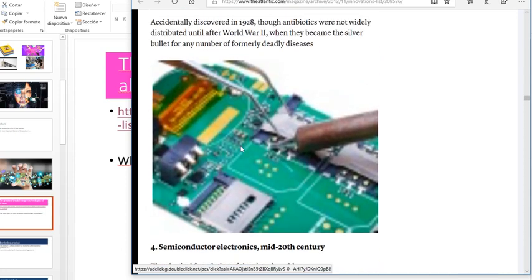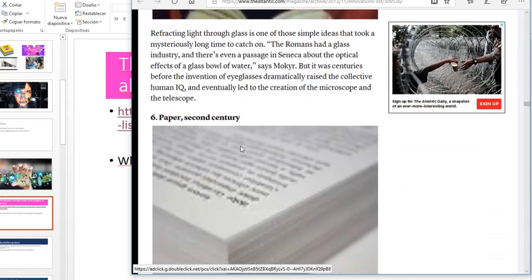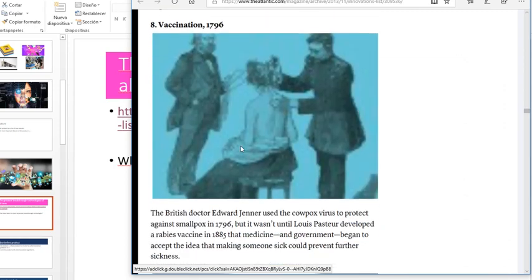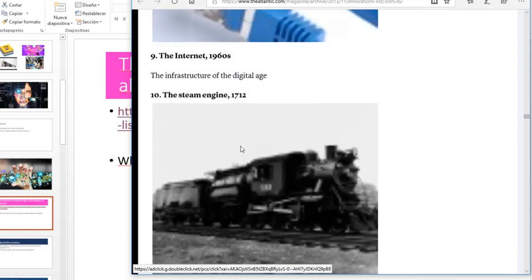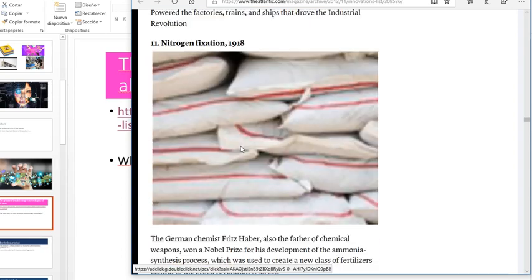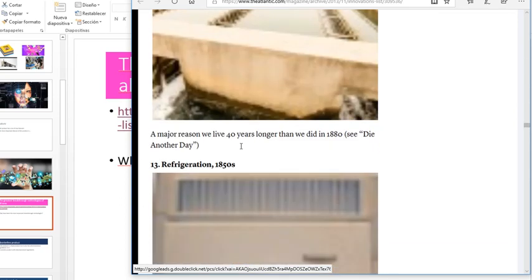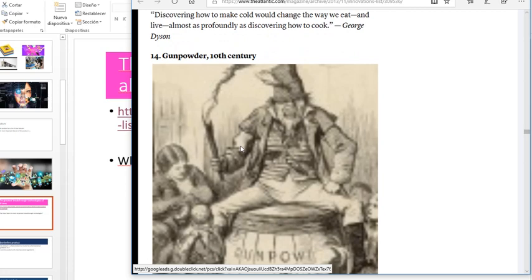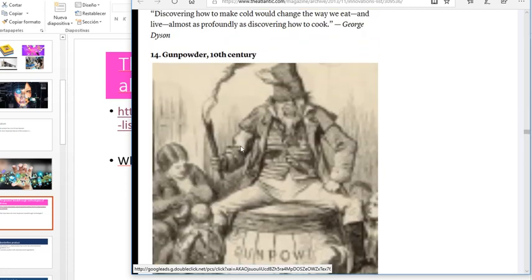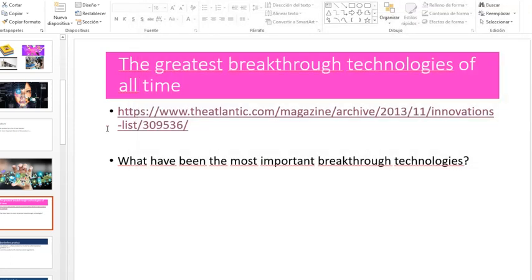Semiconductor electronics. Almost all technical devices have these chips, these electronics inside of them. Very important technology. Optical lenses, paper. Let's see, vaccination. The internet, of course. Why not? The internet. Let's see. Refrigeration, gunpowder. All breakthrough technologies had a huge impact on society, and also affected a lot of technologies that came after that. So those are breakthrough technologies.